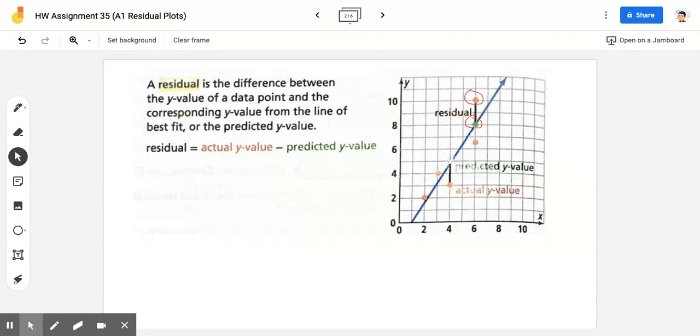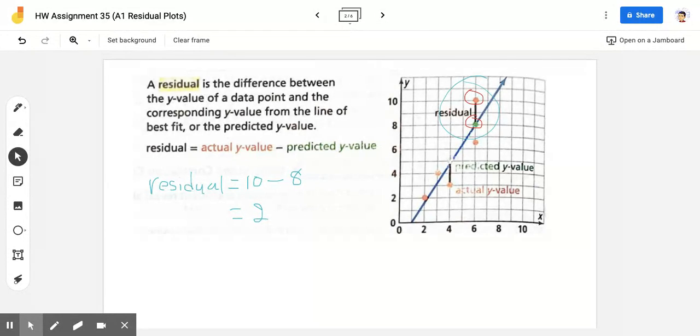So the residual for this little cluster of data right here, these 2 points, would be the actual y value, and the actual y value here is 10, minus the predicted y value, which is 8. Therefore, the residual would be 2. Now, a smaller residual tells us how close the point actually is to our line of best fit. So how well our line actually is measured based on our data point.